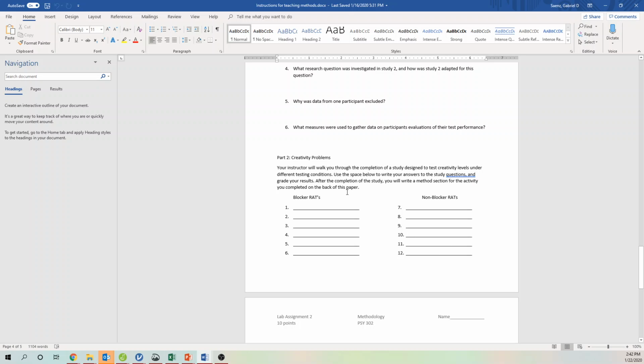Now, in order to finish this activity, flip the page over and try to write out a methods section for the activity that we just concluded. Remember that the purpose of this study was to see whether blockers prevent you from coming up with as many answers to RAT problems. So the hypothesis might be that the blocker RATs get fewer right answers than the non-blocker RATs. When you're writing out your method section, make sure you have participants, materials, and procedures sections. You can mix the materials and procedures sections if you like. Sometimes different sections get mixed together.